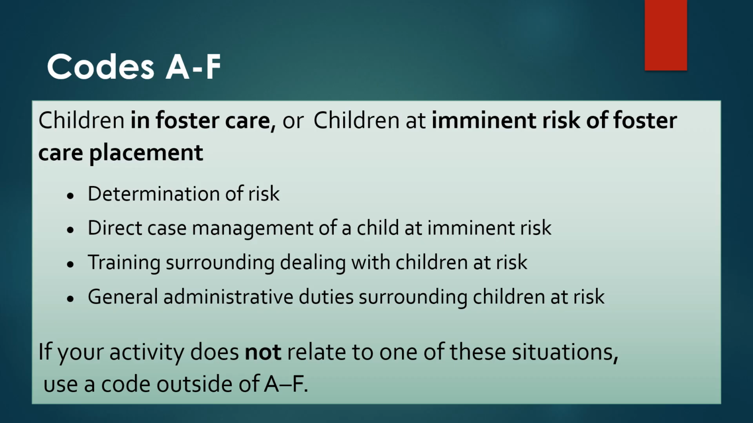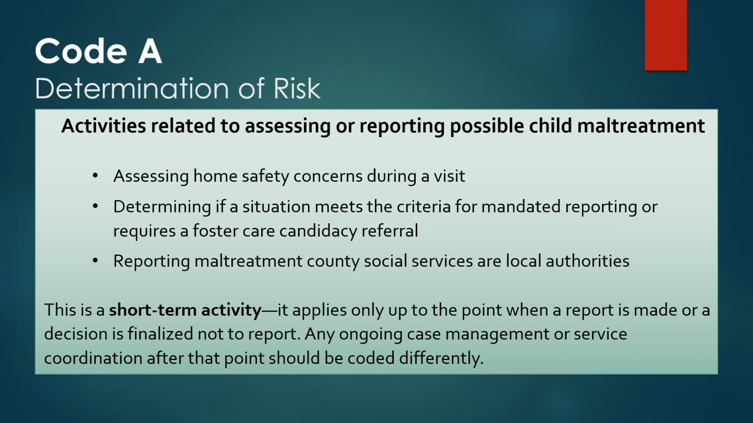Before we walk through each of the codes, it's important to keep in mind that codes A through F are specifically for the work connected to children who are in foster care or at imminent risk of entering foster care. This can include tasks like assessing risk, providing case management, completing related administrative tasks, or even attending trainings focused on supporting at-risk children, youth, and families. If your activities don't relate to one of these situations, you'll want to select a different code outside of this range. Let's break down codes A through F for a better understanding.